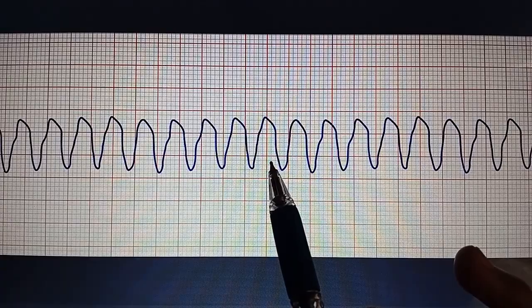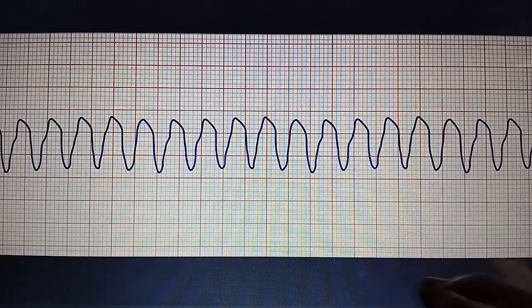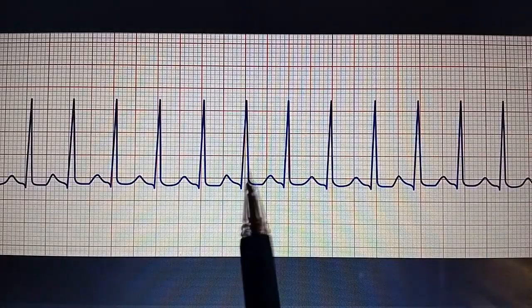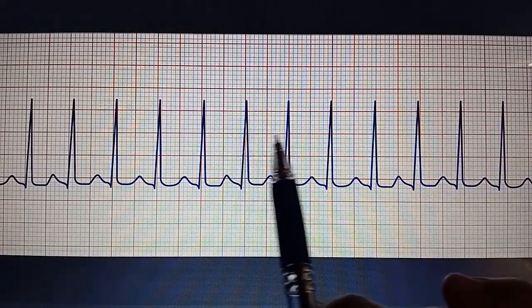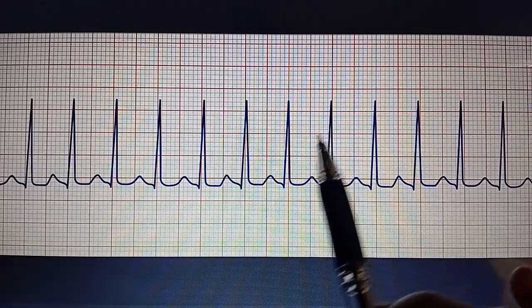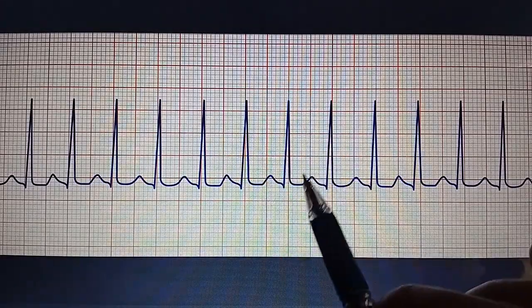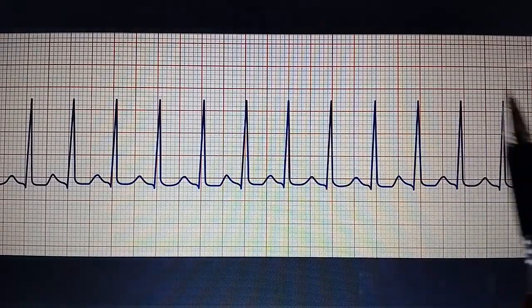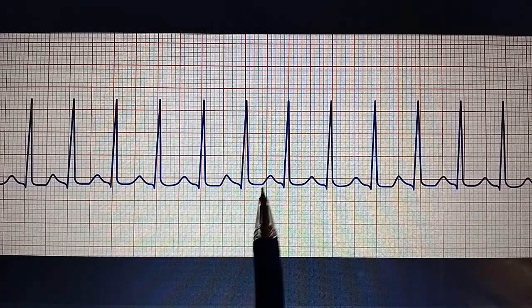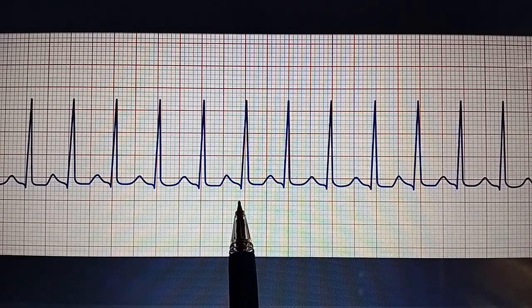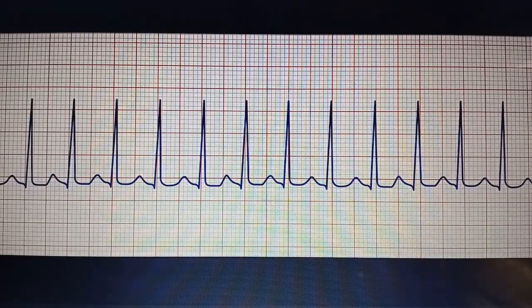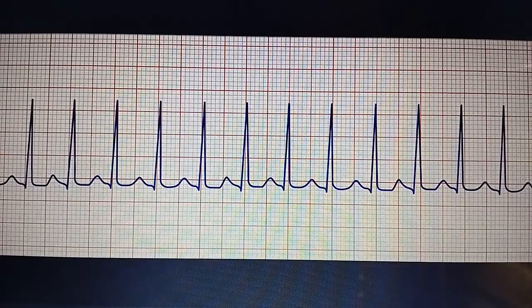On the other hand, in case of SVT, as you can see, the heart rate is increased, but there are QRS complexes which are narrow. So rate is increased and narrow QRS complex is there, but PR and P waves cannot be identified as much. This is not the sinus rhythm. So you can differentiate between these two, SVT and ventricular tachycardia.